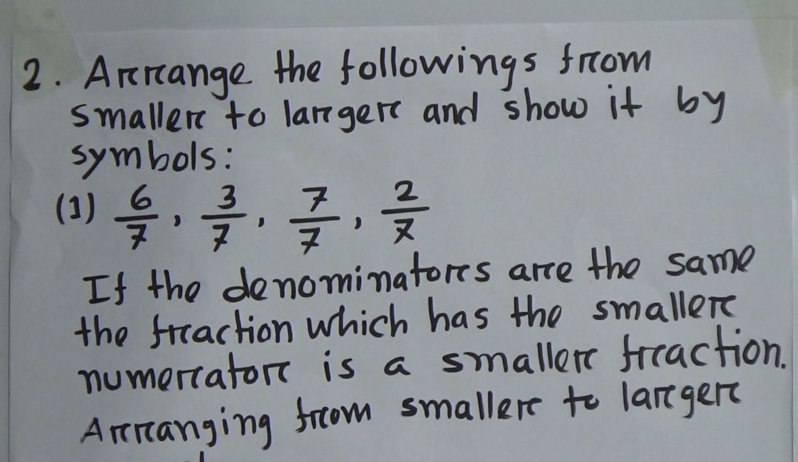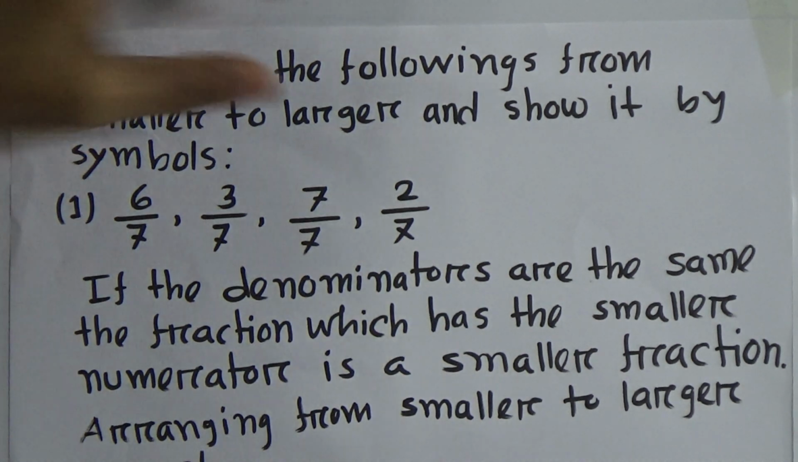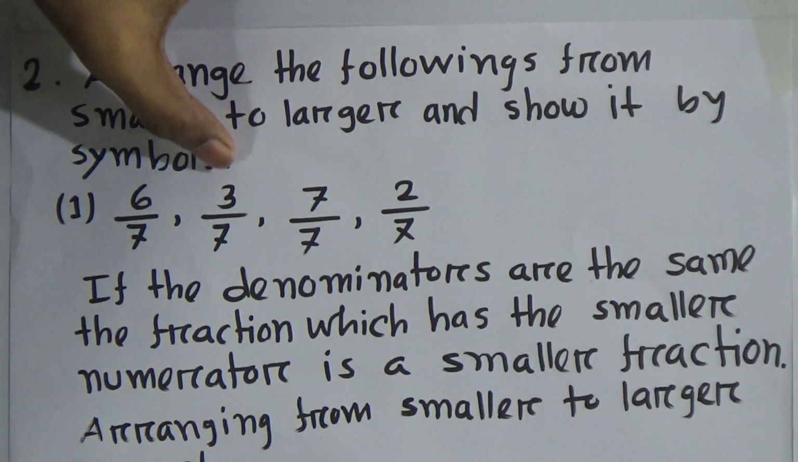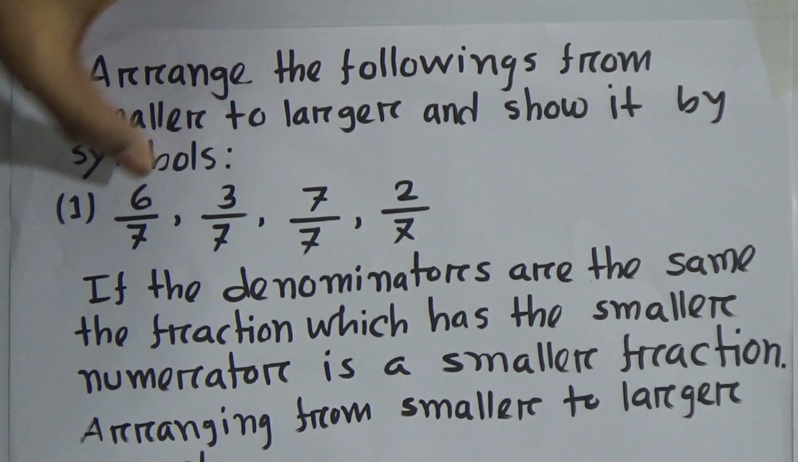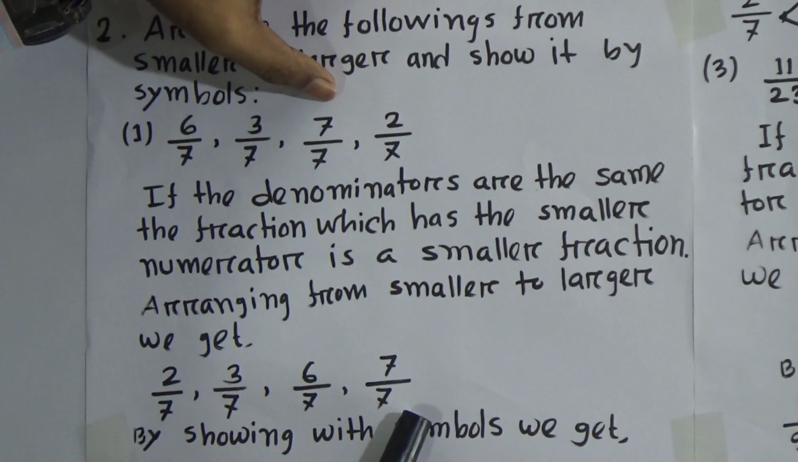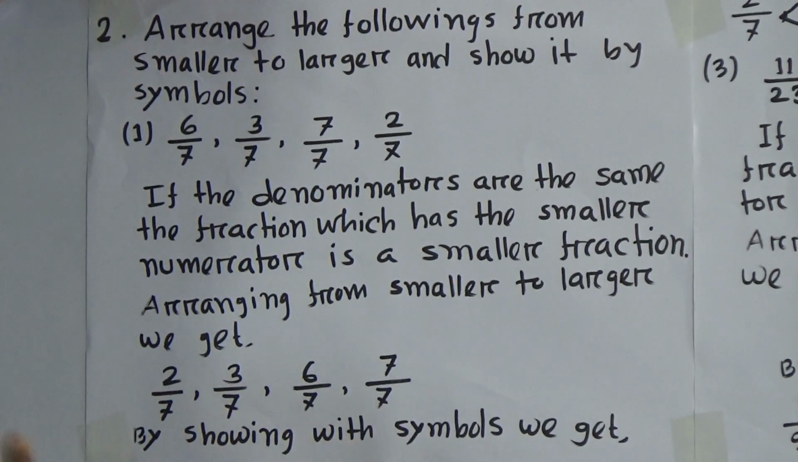Now arranging from smaller to larger, we get what? You see 2 by 7 is the smallest, so I have written first 2 by 7, then 3 by 7, then 6 by 7, then 7 by 7. Okay? This is the first step of the question: arrange the following from smaller to larger. Then according to the question, we have to show it by symbols.